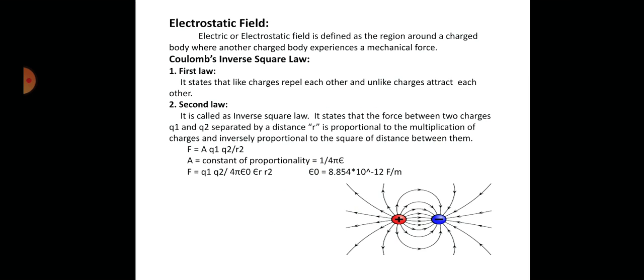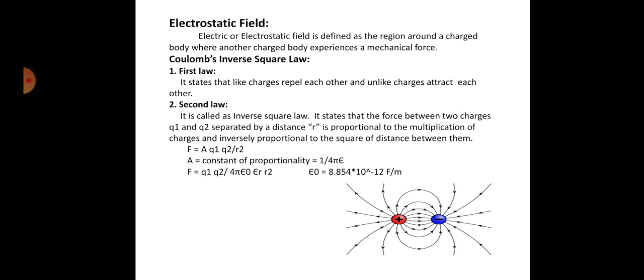Today we are going to discuss the electrostatic or electric field. An electrostatic field is an electric field which is produced by static electric charges. Or I can say that an electric or electrostatic field is a region around a charged body where another charged body experiences a mechanical force. The lines of force come out from the positive charge and move towards the negative charge.